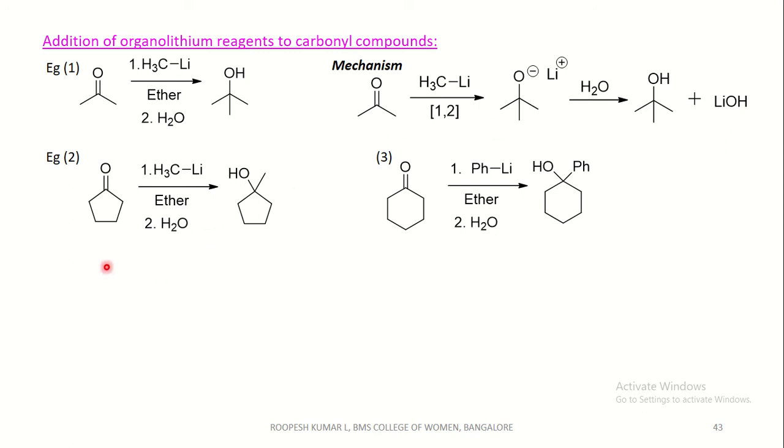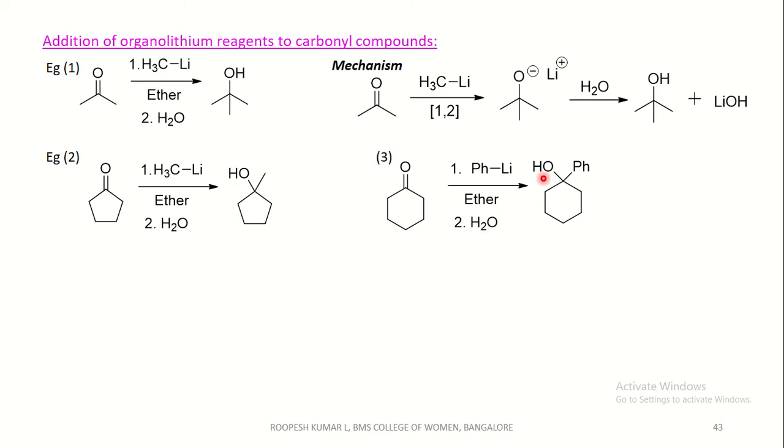Coming to the second example, pentanone reacts with the same methyl lithium in ether to form the corresponding alcohol. Same as cyclohexanone reacting with phenyl lithium, where lithium possesses a positive charge whereas the phenyl possesses a negative charge, which attacks here with the formation of a negative charge on the oxygen. This takes up a proton from the water to form the corresponding alcohol.